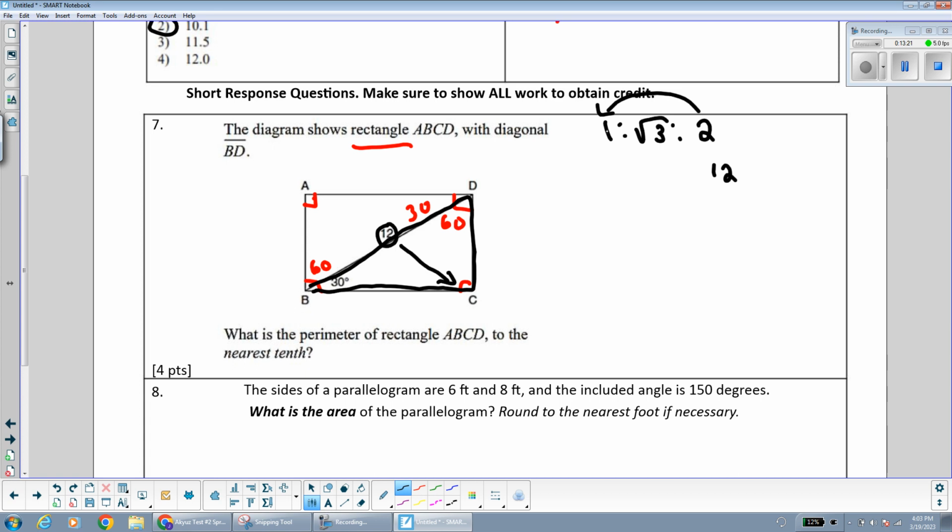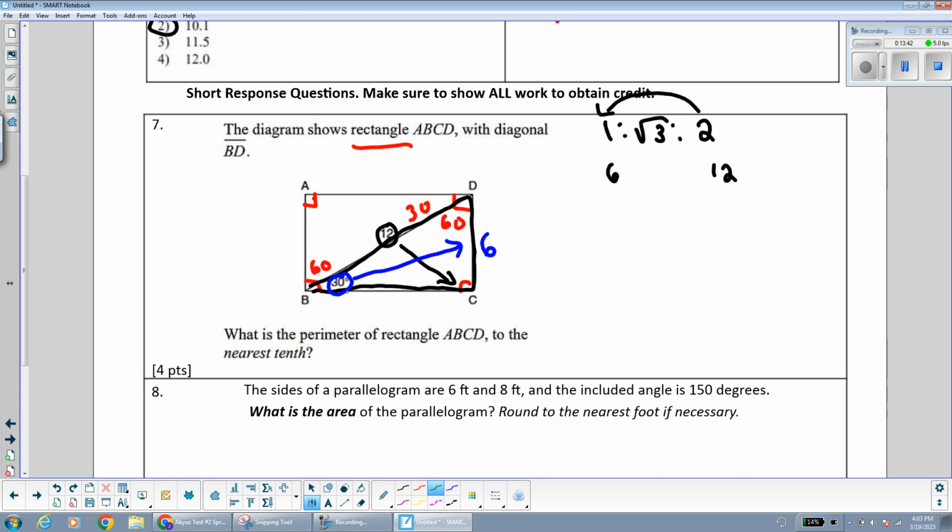So from small to large, we multiply by 2. From large to small, we divide by 2. So the smallest side is 6. And remember, the smallest side is located across from the smallest angle. So that would be across from the 30-degree angle. We have that side is 6. Just one more side to go.